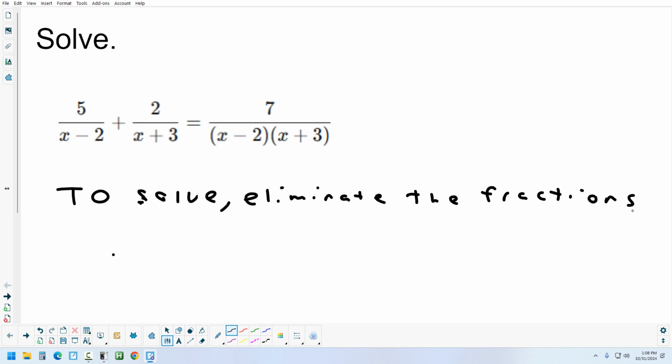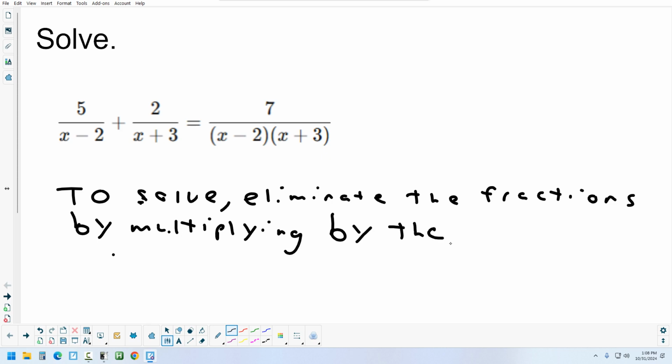Now the part we have to figure out is how do we do that? To eliminate the fractions, you're going to multiply by the LCD, least common denominator. So to solve, eliminate the fractions by multiplying by the LCD.